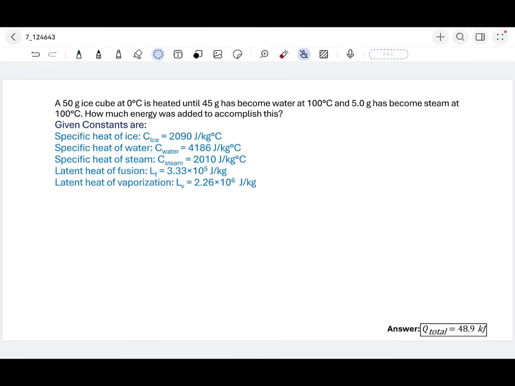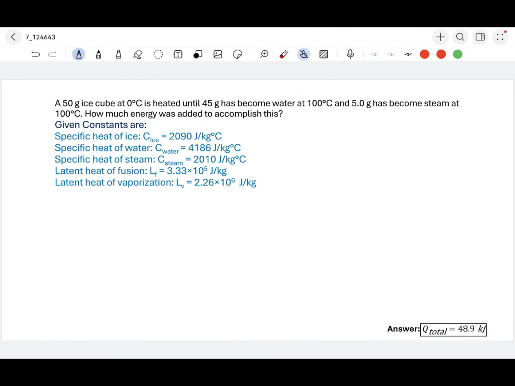Let's do the last problem. A 50 gram ice cube at 0 degree is heated until 45 gram has become water at 100 degree, and the remaining 5 gram has become steam at 100 degree. It is heated like this. Initially 50 gram ice is taken. It is heated until 45 gram becomes the water at 100 and 5 gram has become the steam at 100.